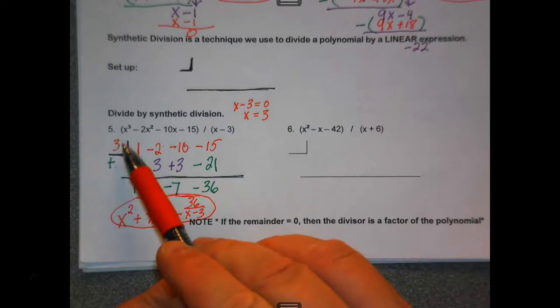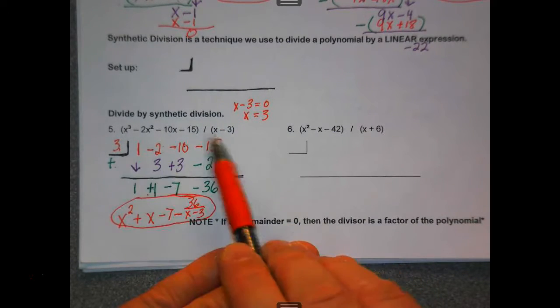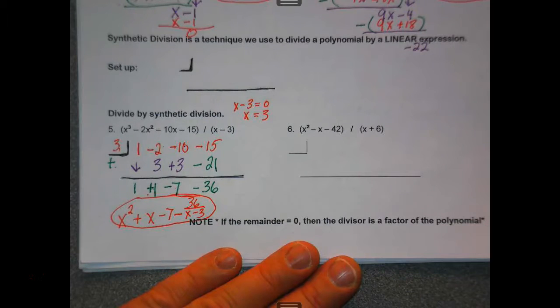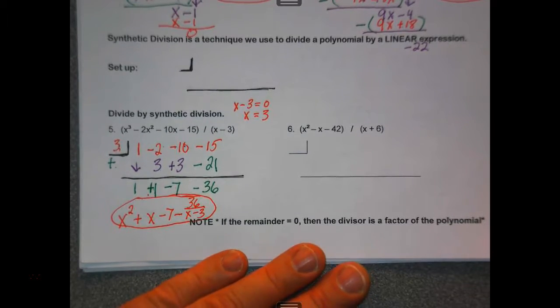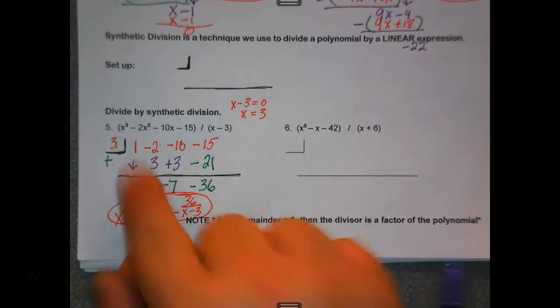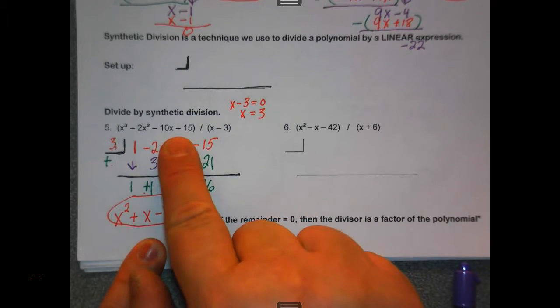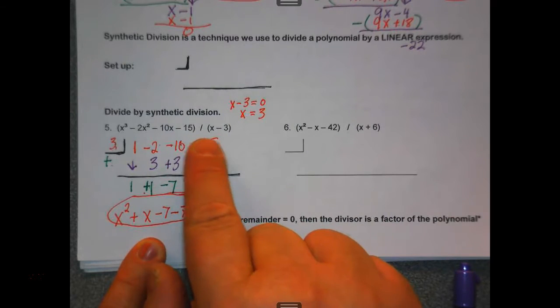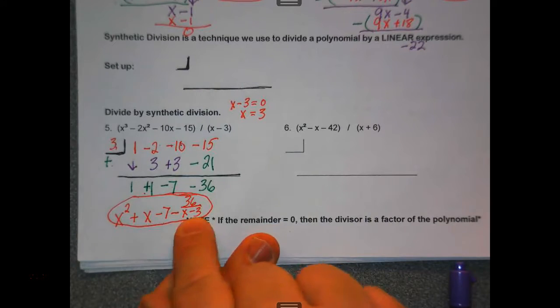Because I'm dividing it by a factor, hopefully a factor, x minus 3. So we're dividing it by 1x. So that's why I drop it down to x squared. Okay. Yeah, that's my answer. When I take this polynomial, x cubed minus 2x squared minus 10x minus 15, and I divide it by x minus 3, I get this answer.